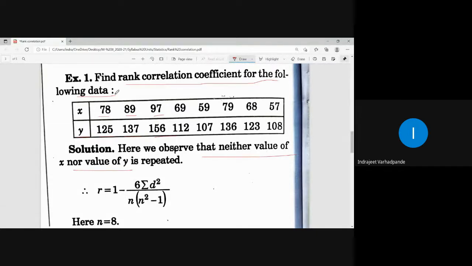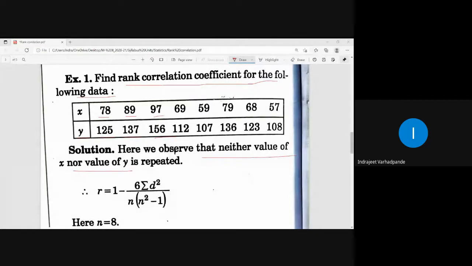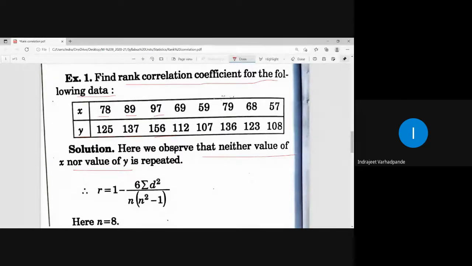So first value 78. If you see the column of x, you don't have any of the values repeated. In the column of y also, you don't have any of the values repeated. So in this case, all the observations for x as well as y are different. So we will be using the first formula for the non-repeated ranks. If at least one of the values is repeated, we have to apply the formula for the repeated ranks, right? So here we observe that neither value of x nor value of y is repeated.